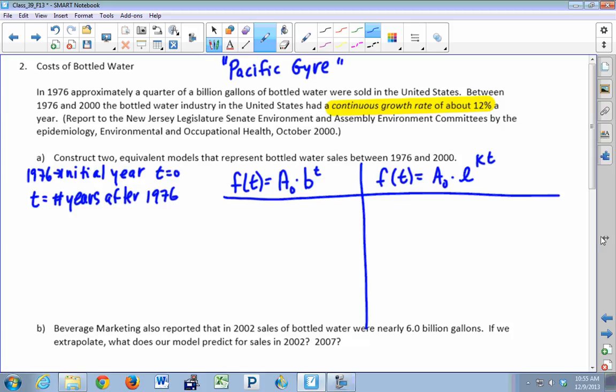All right, so f of t is going to represent the number of bottles of water sold after t years.